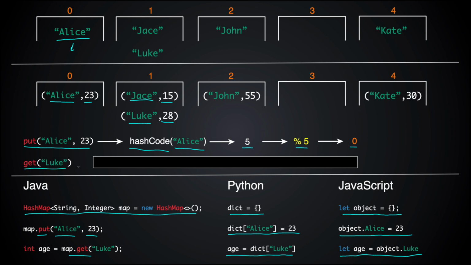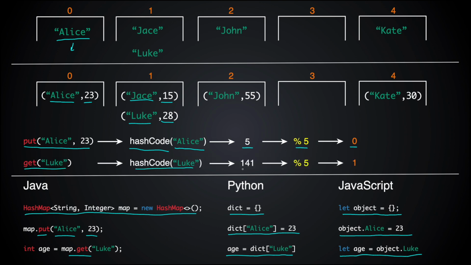We call the get function from Luke, we get the hash code, we get some number, we get the number of bucket, we go through this bucket and we check each element inside it. This is not Luke, and this is Luke, so we get his age and return it as an answer. So the hash map works exactly the same as a hash set, and it performs all the operations on its key.